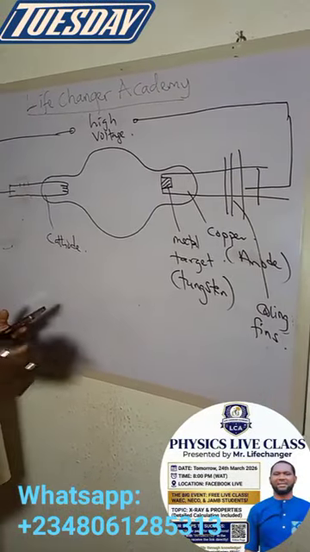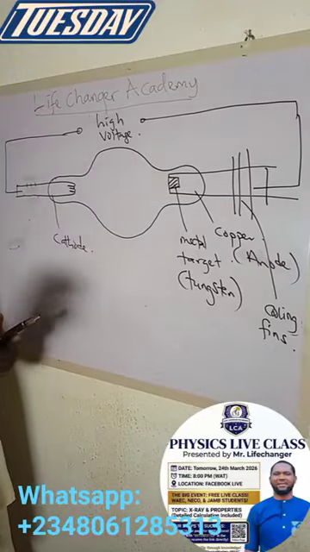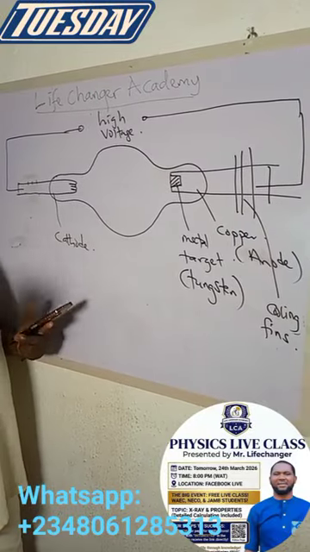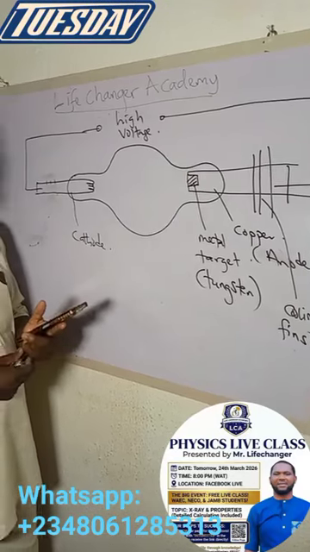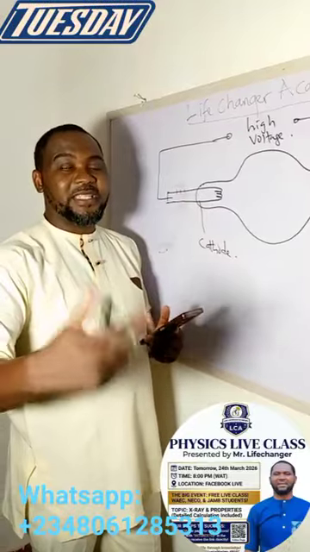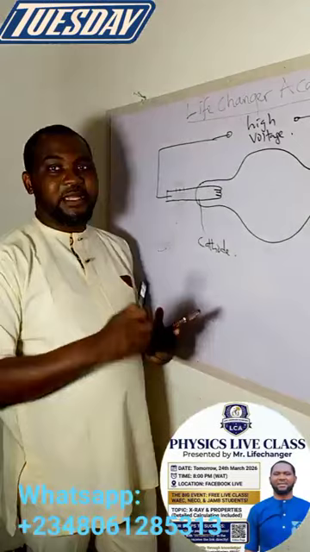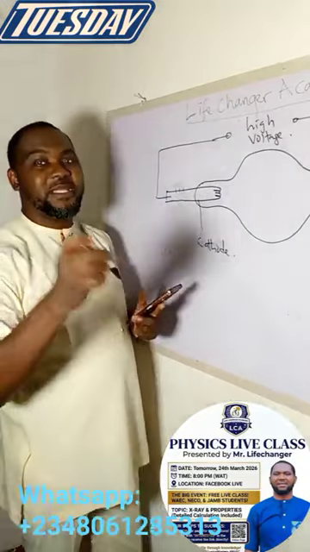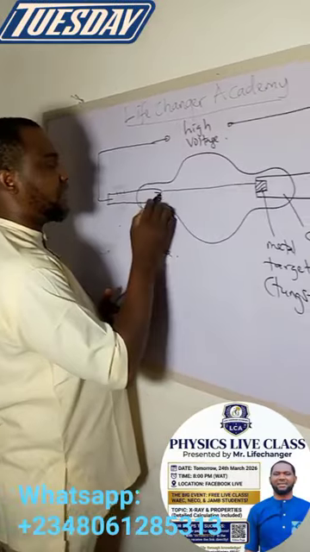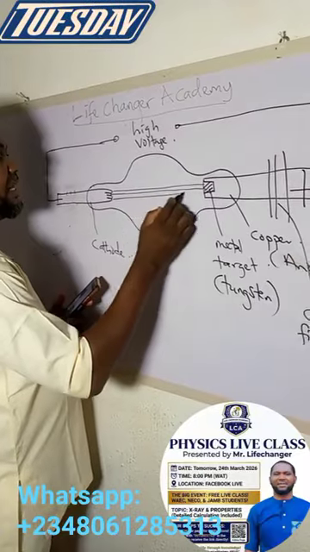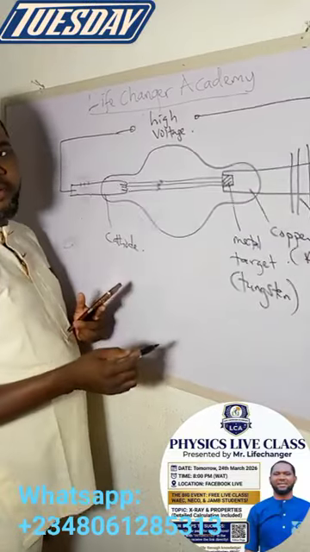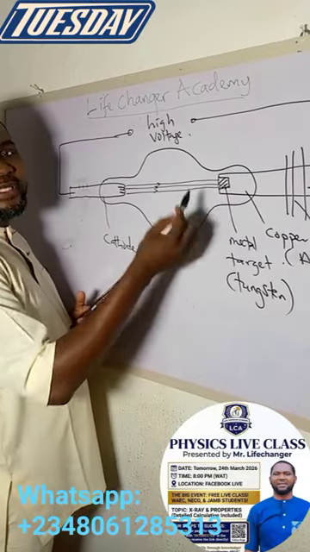Now this is what happens. After a high voltage is supplied, this cathode becomes hot. Remember, all of this stems from thermionic emission, meaning the emission of electrons because of heating a surface or heating a metal. So this cathode is heated, becomes very hot, and starts emitting electrons. Those electrons it emits now travel from the cathode to the anode, and they are going to hit this tungsten, this target metal. Once they hit the target metal, that's how X-rays are produced.